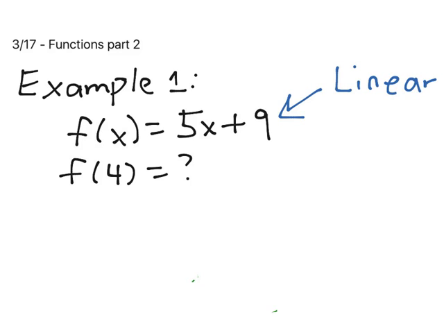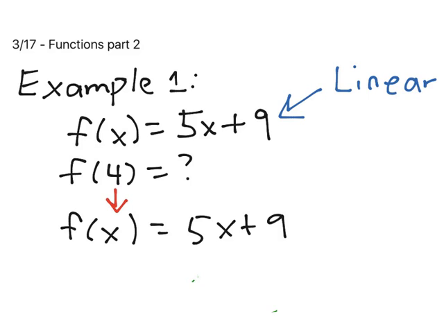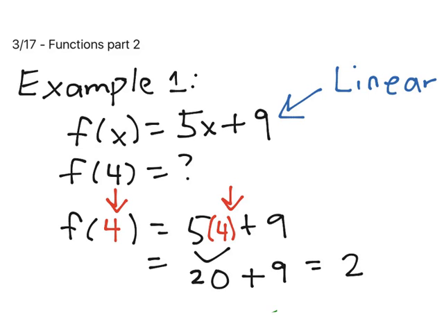Next, let's evaluate our function. First, let's rewrite our function. Next, we see that x is 4. So I'm going to erase my x's and replace them with a 4, a parentheses 4. Finally, this means 5 times 4, which is 20, plus 9 is 29. And that is our answer.